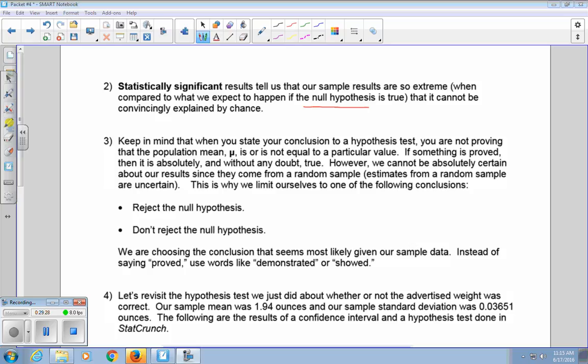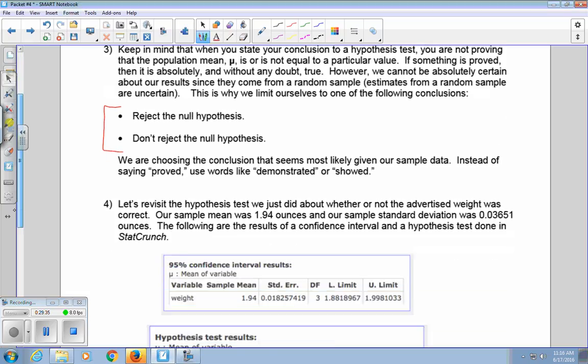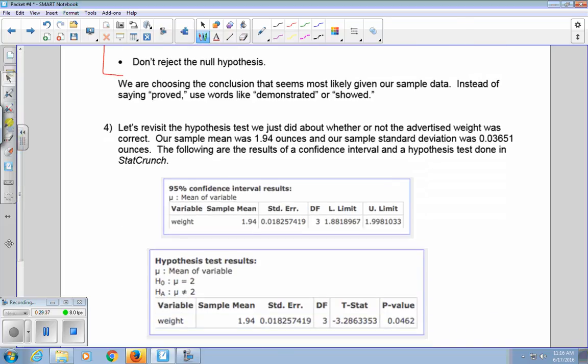This is why we limit ourselves to one of the two following conclusions. We either reject the null hypothesis or we fail to reject the null hypothesis. We are choosing the conclusion that seems most likely given our sample data. We do not want to use words like proved, but rather we would say demonstrated or showed or suggested. Those are the words you want to use.